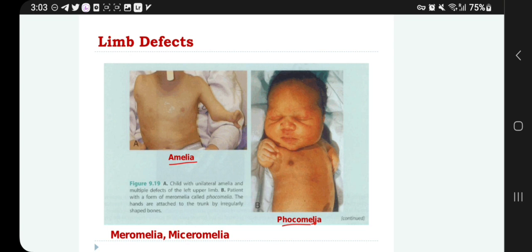Phocomelia is a kind of meromelia, a deficiency of the long bones. You can see the fingers are normal, but the arm and forearm are missing. Micromelia means the upper limb or lower limb is like a miniature, small and attached to the body.